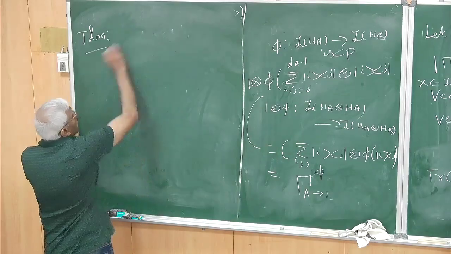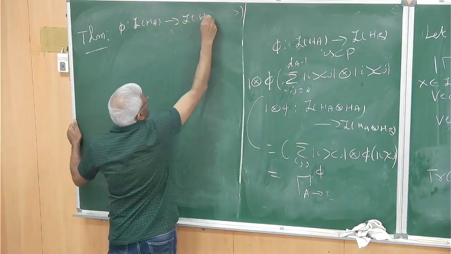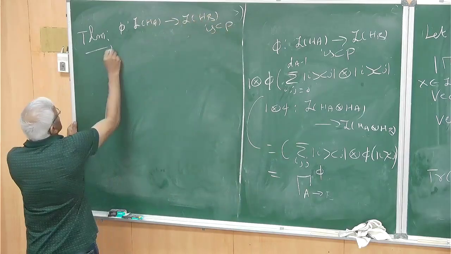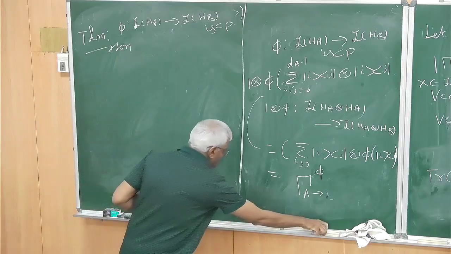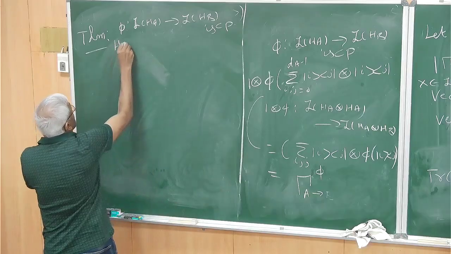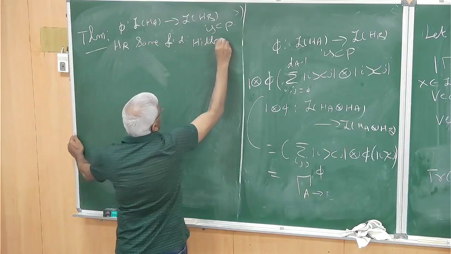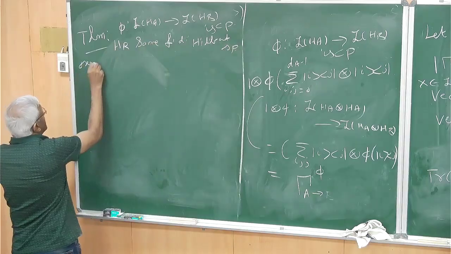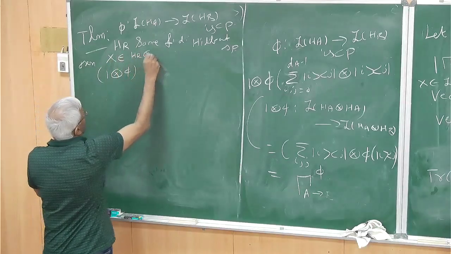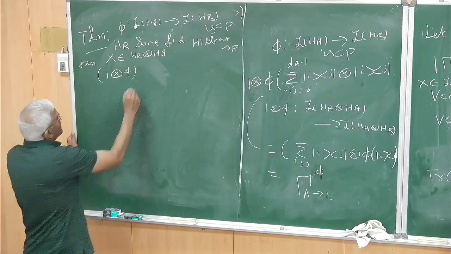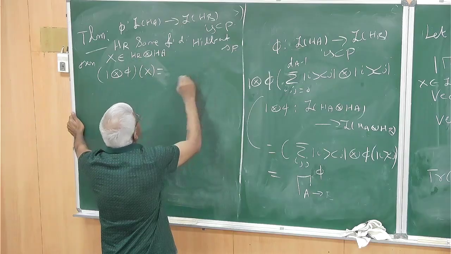Okay. So if phi from L of HA to L of HB is CP, and HR is some finite dimensional Hilbert space, then one tensor phi, for any x in HR tensor HA, one tensor phi of x is equal to, let me first write it. You have x here.